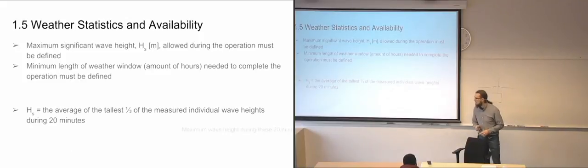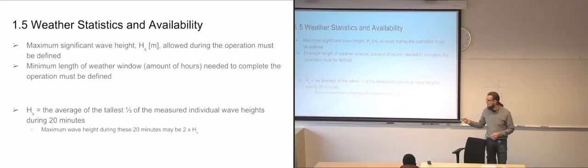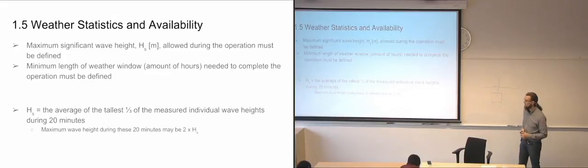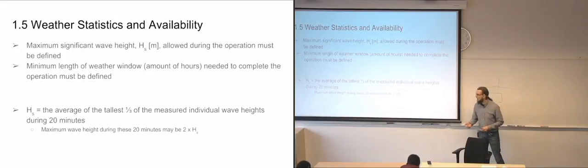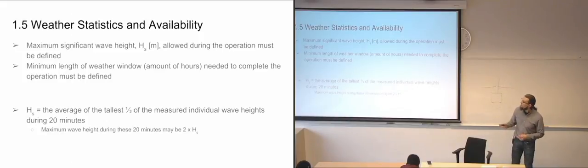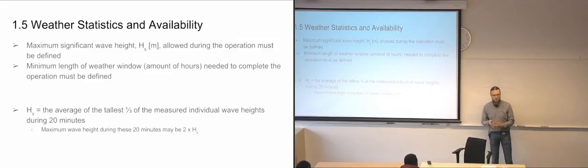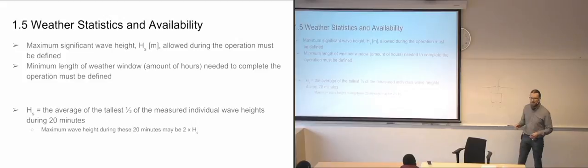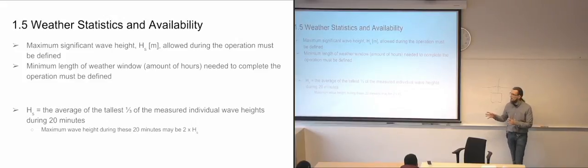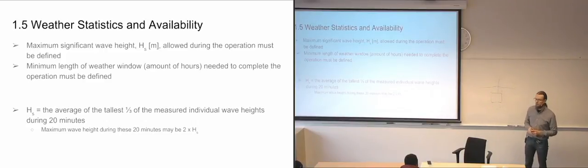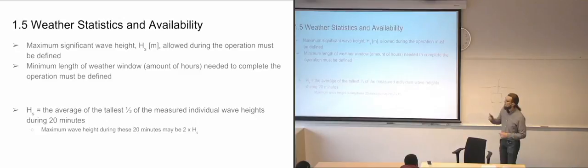Which also means that you can have a maximum wave height that can be two times as much as the significant wave height. So if you have an operation, you have set that your maximum significant wave height should be 6 meters, for an example, in order to do this operation. Usually, so long as you have an active heave compensation system, a 6 meter significant wave height should be okay in order to perform your operation. But it does mean that you might be experiencing waves that are 12 meters, not 6 meters.